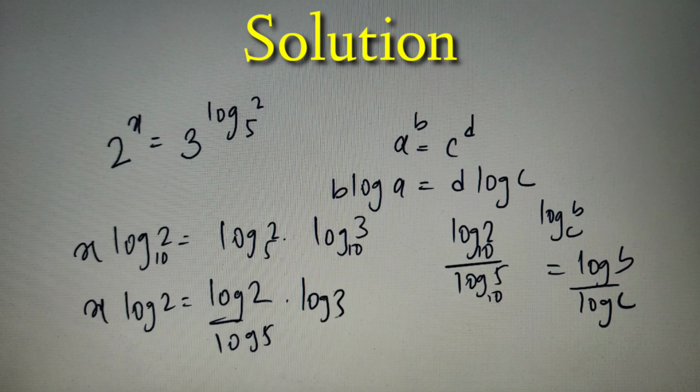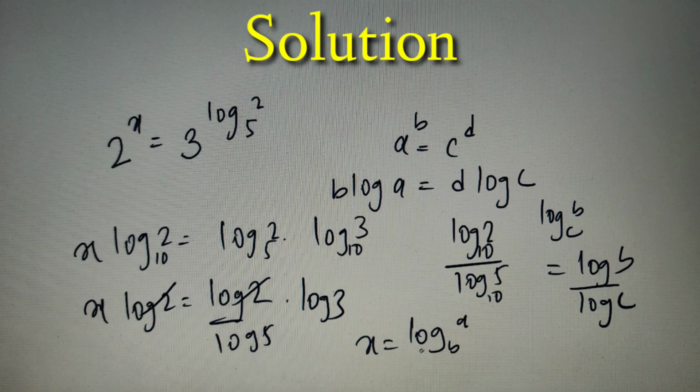log 3. Now, this log 2 will be cancelled from both LHS and RHS, and we can say that x is equal to log 3 by log 5. Now, we know that log a by log b is simply equal to log a base b. So we have got the value of x as log 3 base 5.